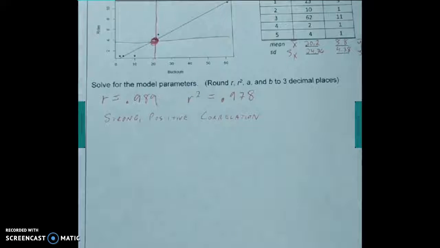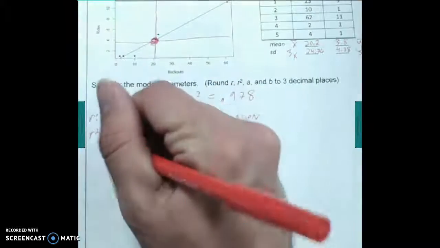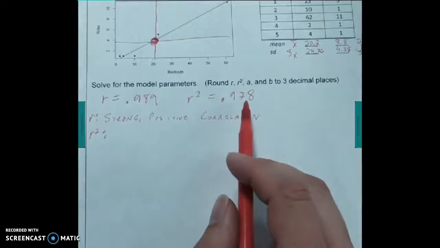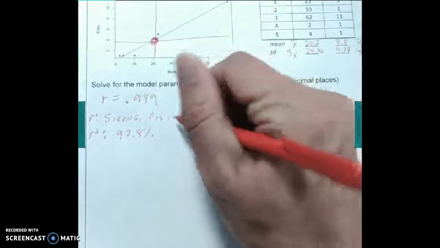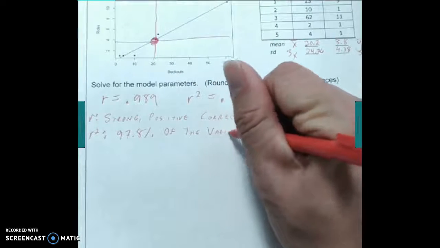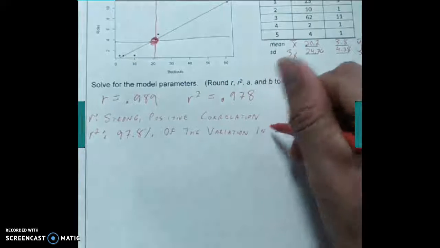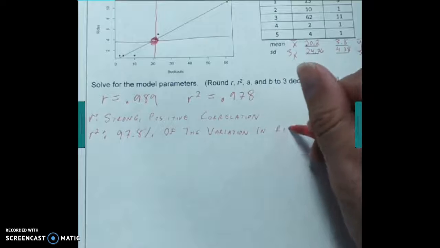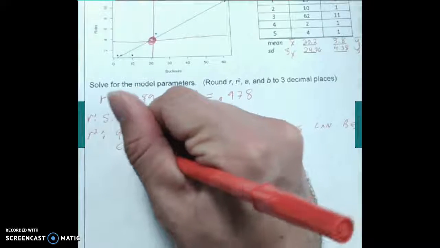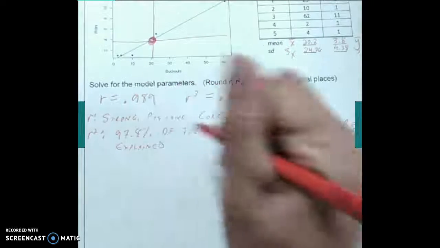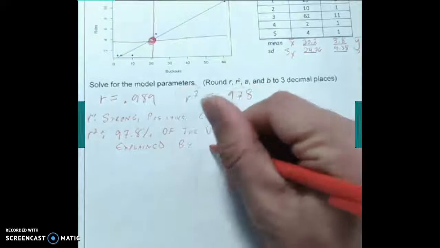The r squared then, if that's r, the interpretation of r squared is that 97.8% of the variation in rides completed can be explained by the number of buck outs.